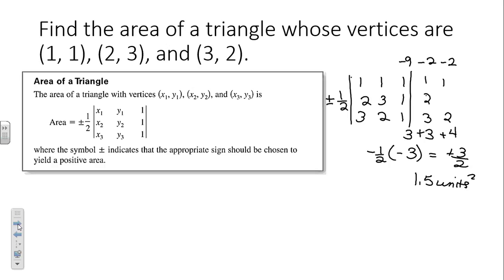I think you can agree that this is much easier than trying to find the area of a triangle by plotting it, finding the base, finding the height, using distance formula. Okay.